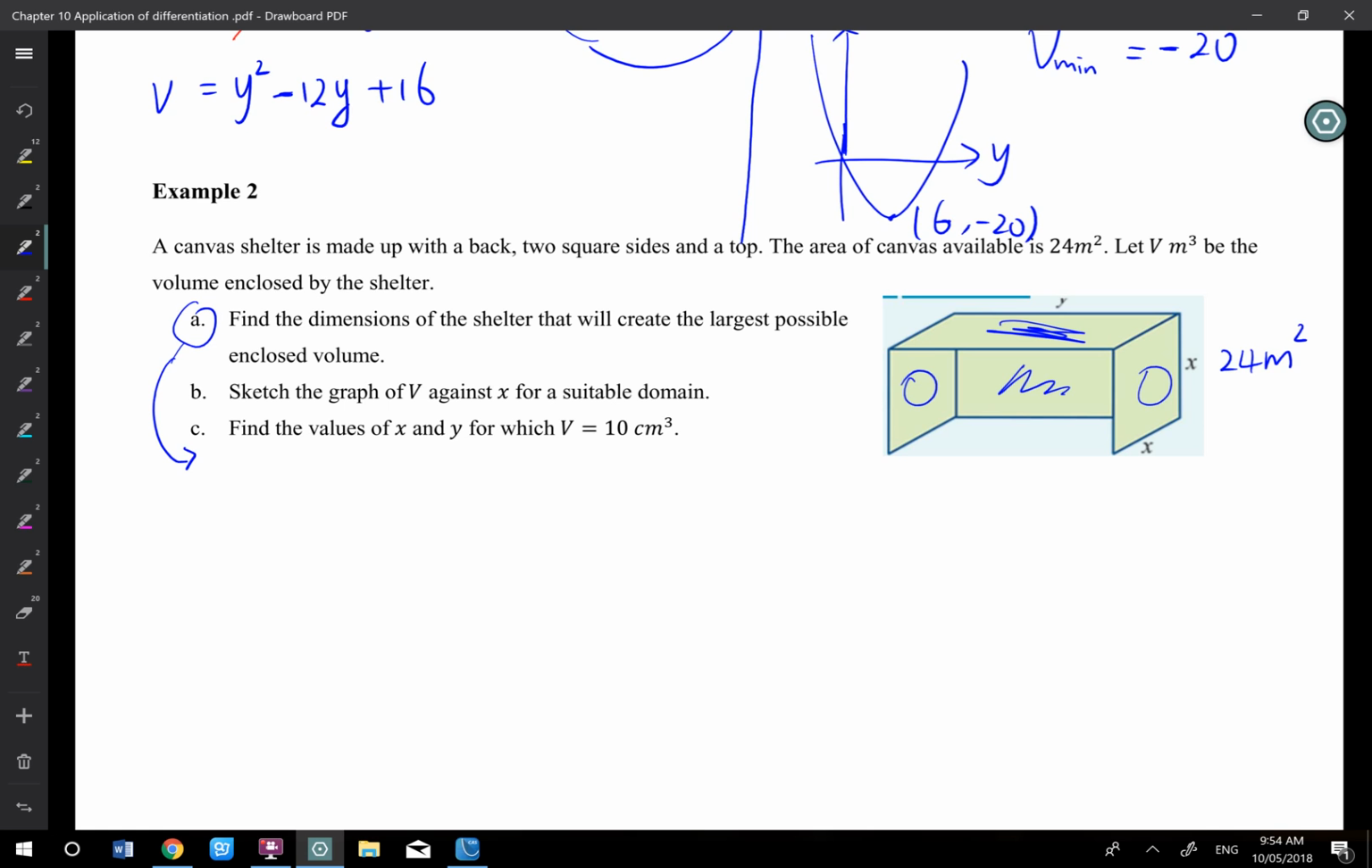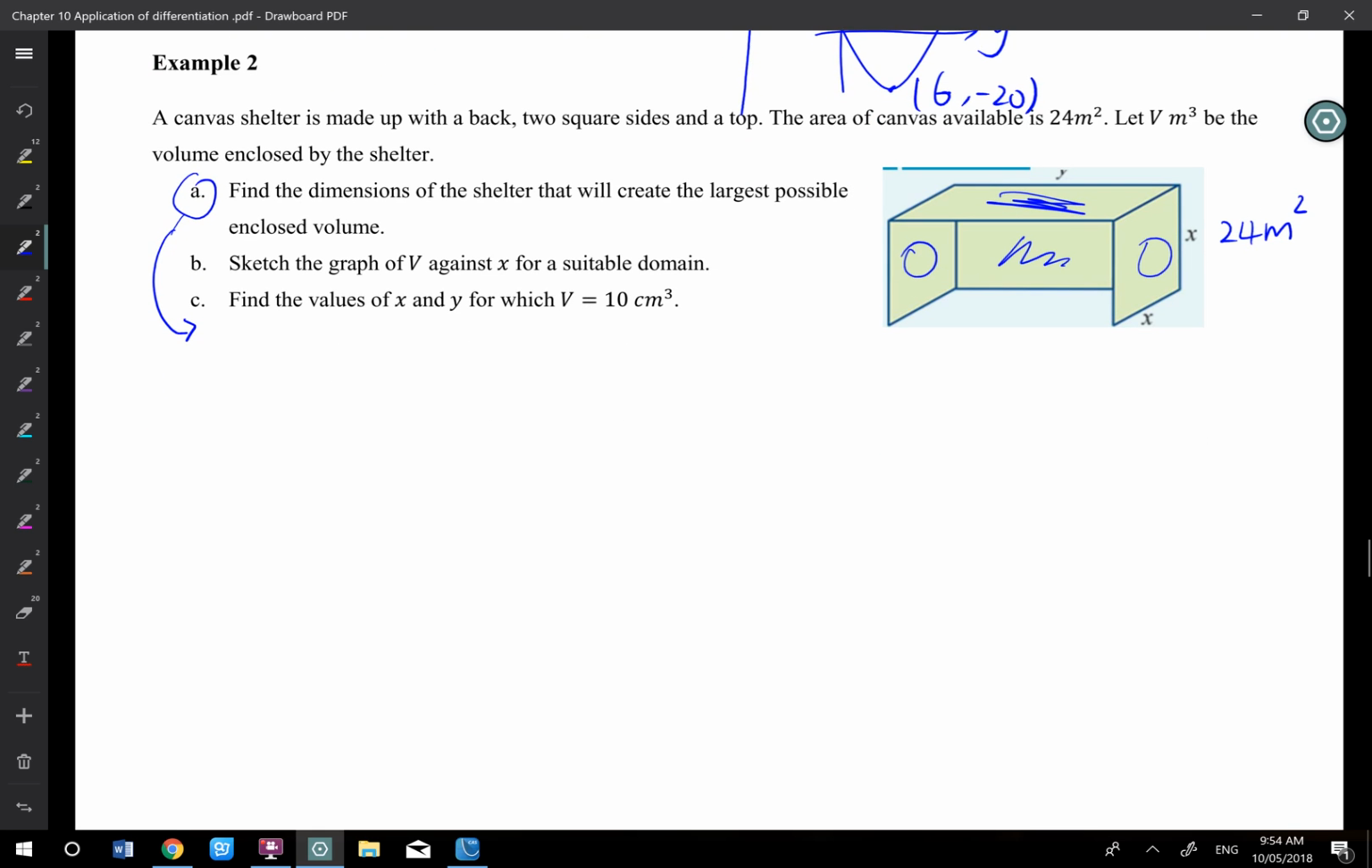So let's sketch the V against x for a suitable domain. Before we sketch it, we need to write an equation for it. So let's make an equation for V. V equals x squared times y. That's the volume. It's really easy to write the volume.